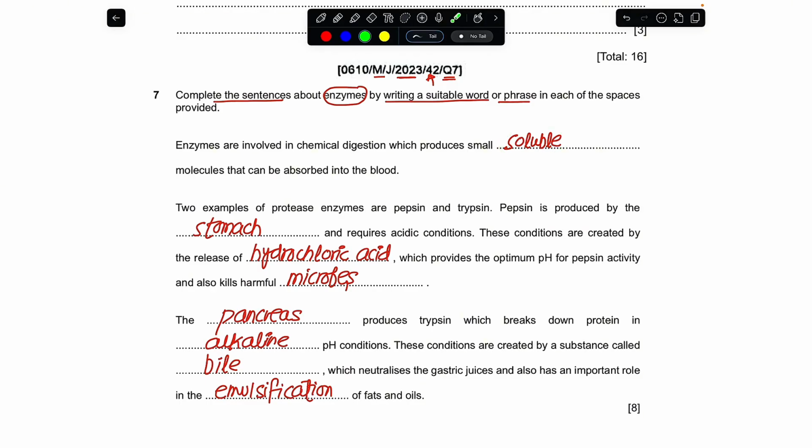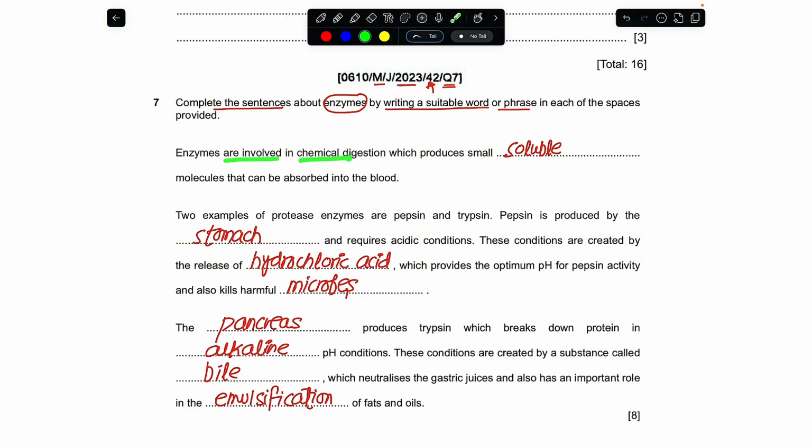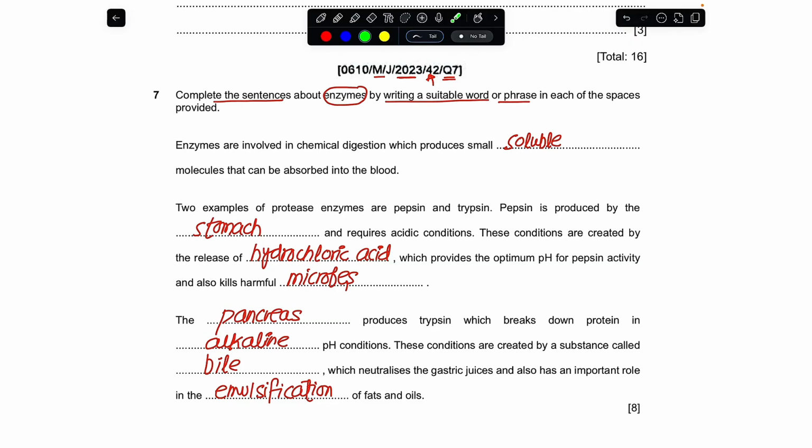What they wrote was that enzymes are involved in the chemical digestion which produces small dash molecules that can be absorbed into the blood. Since the reference says absorbed into the blood, these small molecules need to be soluble. Later they say the two examples of the protease enzymes are pepsin and trypsin. Pepsin is produced by the dash and requires acidic conditions. We know it very well that pepsin requires acidic conditions. So where is it produced? It is produced in the stomach.